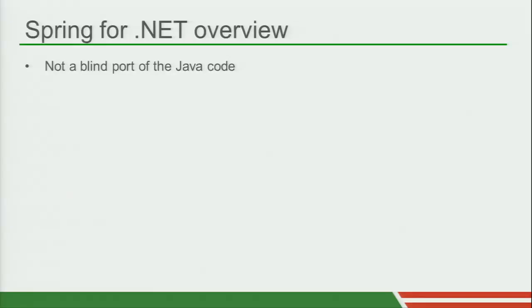Even though the initial minimal port of this was essentially run the thing through a translator and get it into C# quickly at a very low level, beyond that, this has not been a blind port of the Java code base. So we don't take Spring Java and run it through a translator and call it Spring.NET. It is a conceptual port. We are looking at the things that Spring Java is doing and deciding on a case-by-case basis that is or isn't something that would have applicability in the .NET stack.